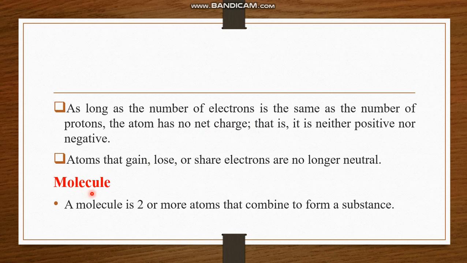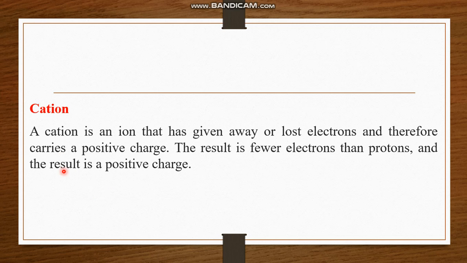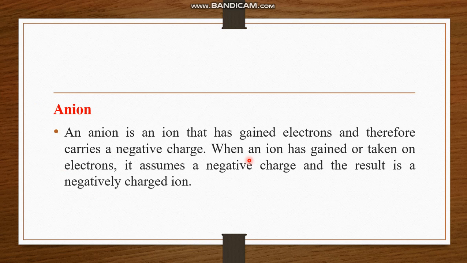Molecule. What is meant by molecule? A molecule is two or more atoms that combine to form a substance. Cations. What is meant by cations? A cation is an ion that has given away or lost electrons. Therefore, a cation is a positively charged ion. Some of the cations are sodium, potassium, calcium, and magnesium. Anion. An anion is an ion that carries extra electrons, so it has a negative charge. Some examples of anions are bicarbonate, chloride, and phosphate.